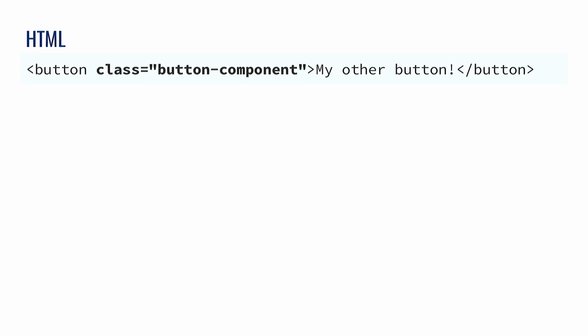And this button-component class is considered the API of our component, and it basically packages up all of the reusable code that we've written, in this case the CSS, for other developers or for future you to use when they want to create more buttons.